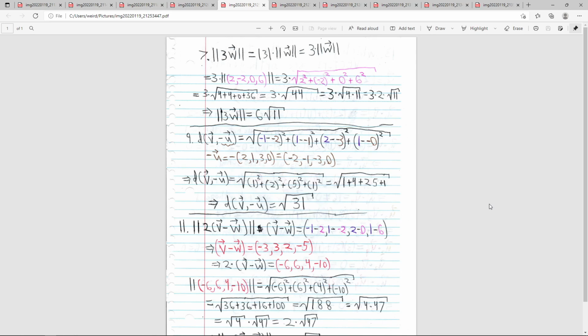Now we're doing a lengths problem. So the length of 3 times w, well, you can split it, so it's the absolute value of 3 times the length of w, so it's just 3 times the length of w. And you just do your formula from before, a formula I listed at the beginning. And then goes through all the math and simplify it down, because the square root of 44 is the square root of 4 times 11. That's just 2 times square root of 11. So it's 3 times 2 times square root of 11, so it's 6 times square root of 11.